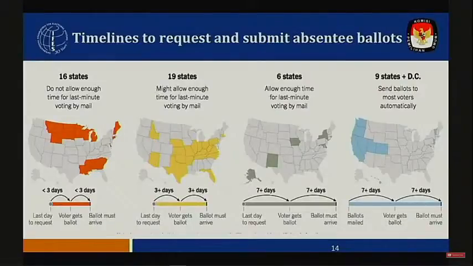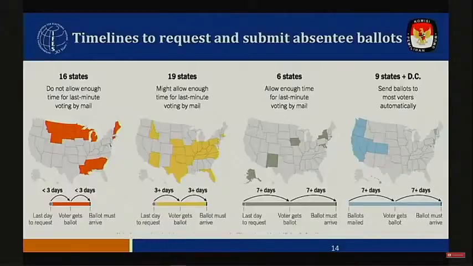I'll go into the reasons why it didn't, but just in terms of looking at the legal framework, we still have 16 states that allow voters to apply for an absentee ballot just a few days before the election date, but then require the ballot to arrive on election date. And those are these states marked here in orange. So there needs to be some sort of revision of those timeframes.